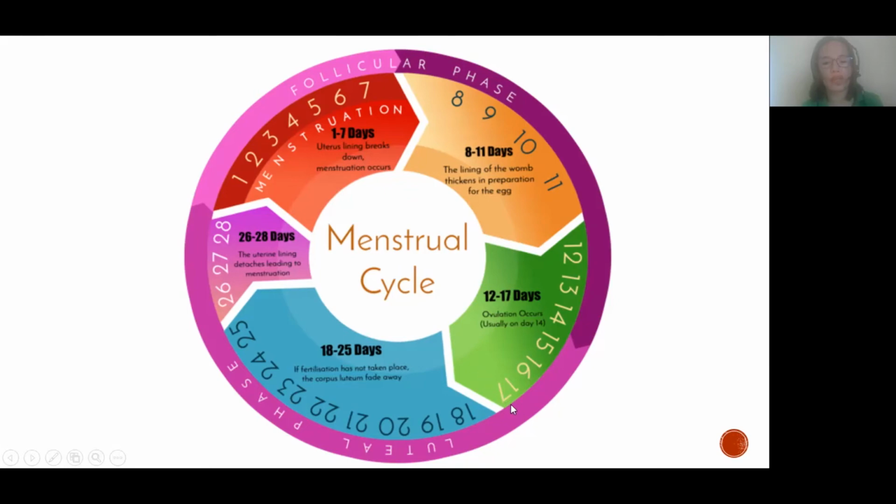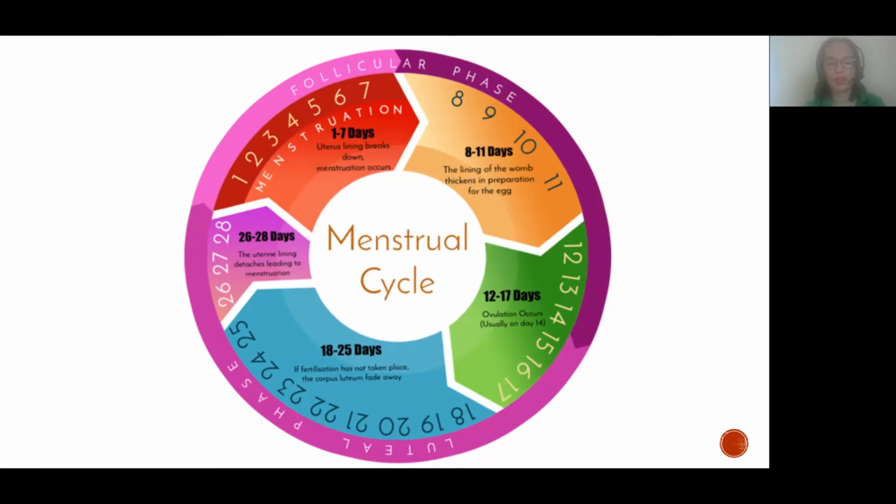So after the egg is released, we'll now be moving on to the luteal phase. If fertilization has not taken place, the corpus luteum fades away. Here, the uterine lining detaches, leading to menstruation. And after this 28th day, on the first day again, bleeding happens.